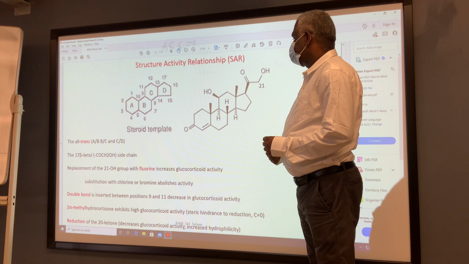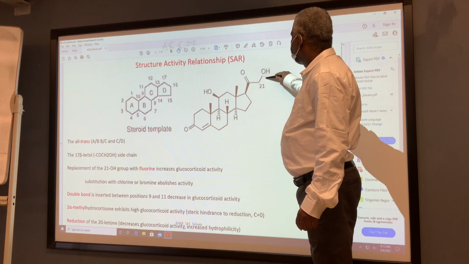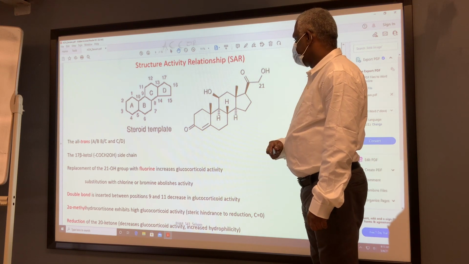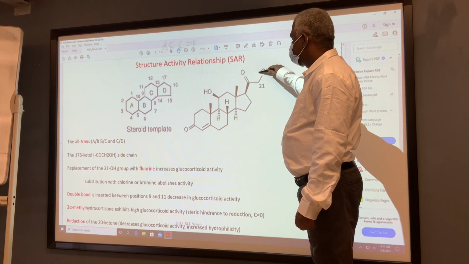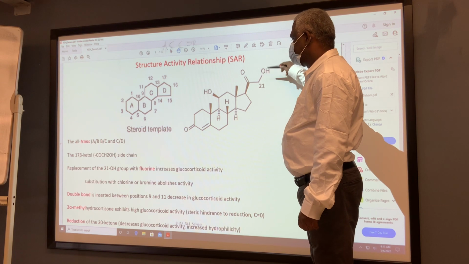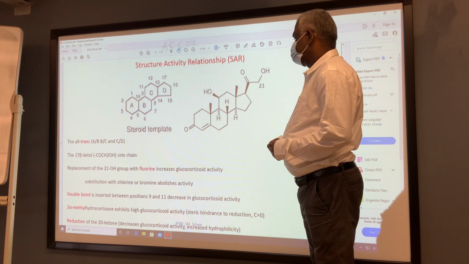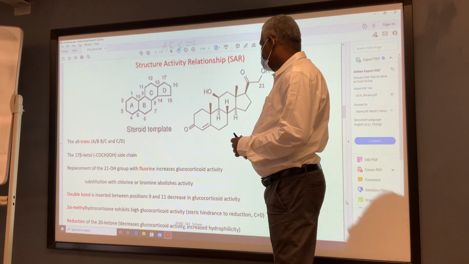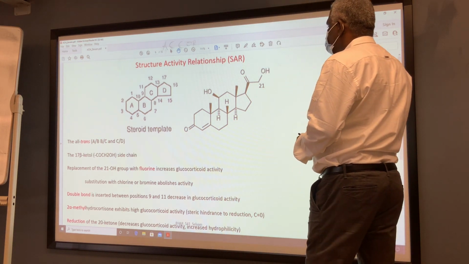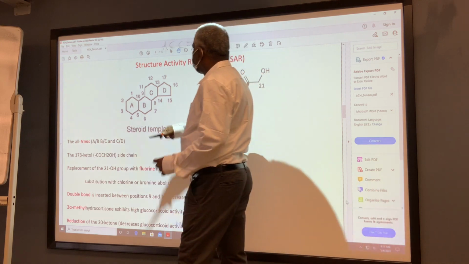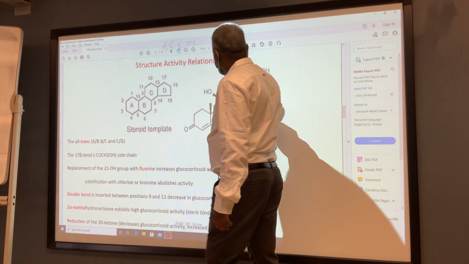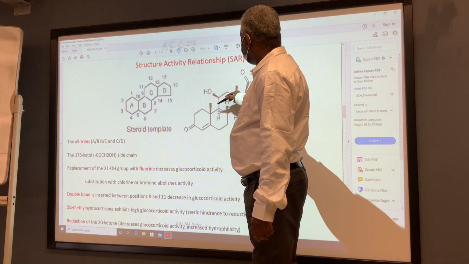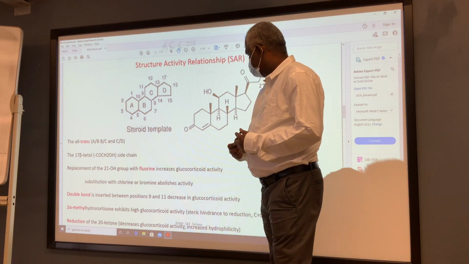Replacement of the 21 hydroxyl with fluorine, the activity increases. And if the hydroxyl is replaced with chlorine or bromine, the activity decreases. A double bond in between carbon number 9 and 11 decreases the glucocorticoid activity. So when you insert a double bond here, the activity decreases. So the double bond 9 and 11 is not recommended.